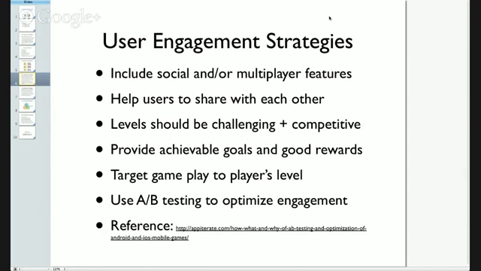But helping users to share with each other, and there's a lot of things that people can share. For example, in Clash of Clans, you can share armies with each other. You can increase the size of their army, but you can't give them other things.